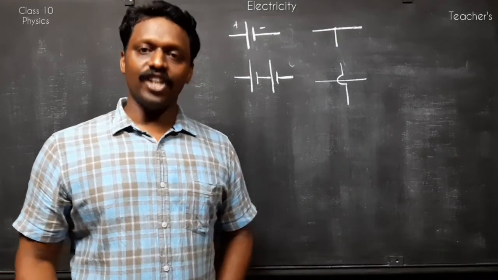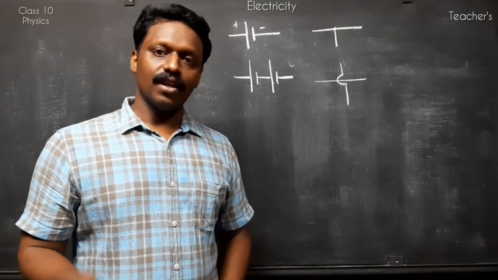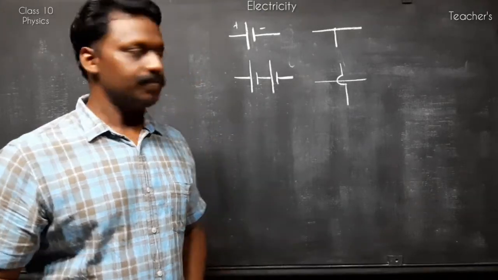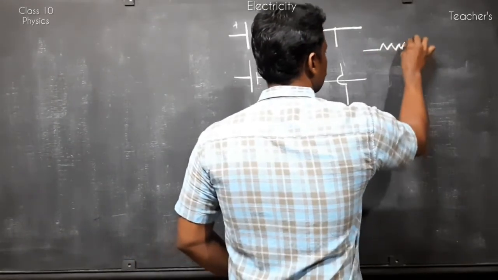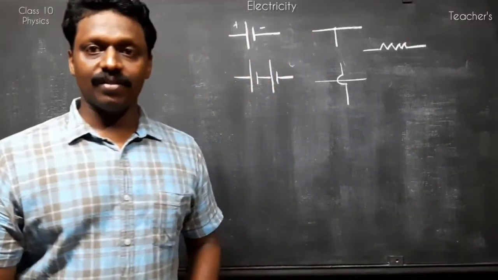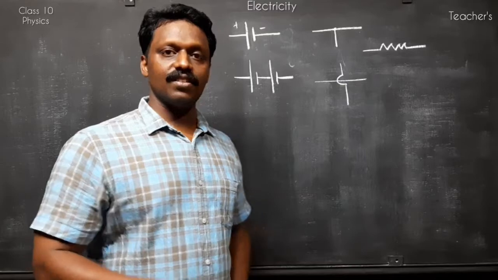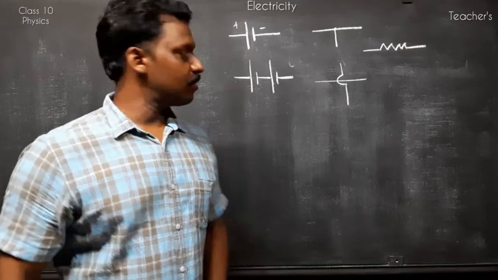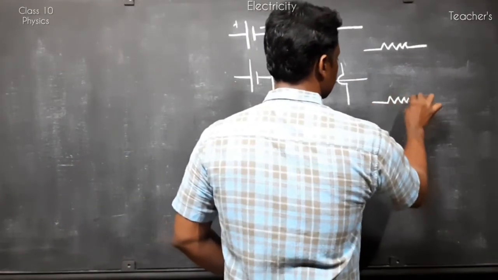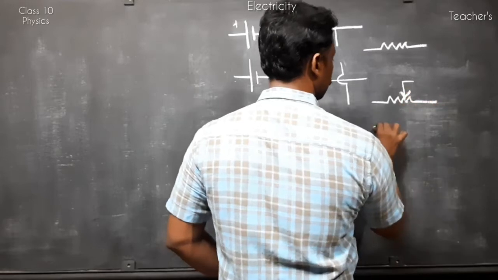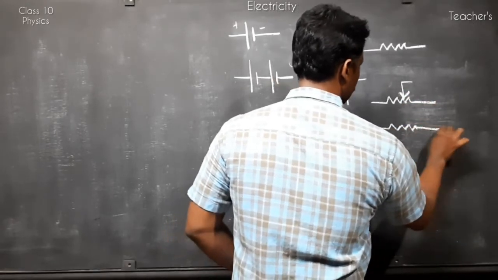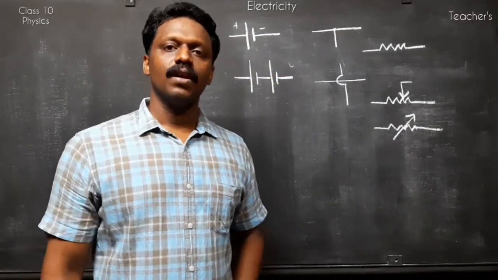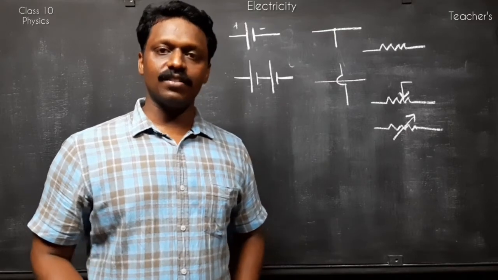The resistance which can be changed is known as variable resistance, and whose value does not change is known as a fixed resistance. So for a resistor having fixed resistance, the circuit symbol will be like this. And for a variable resistance, it has two symbols. A variable resistance is also known as a rheostat.